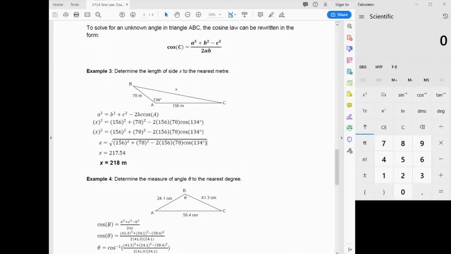And this can all be put in your calculator at once, so I'll show you how to do this as well. I'll first start off by putting brackets, because I'm going to need the square root of this at the end. And I'll put in 156 squared plus 78 squared minus 2 times 156 times 78 times the cosine of 134. I'm going to close the bracket, and then I'm going to find the square root. And I get 217.54, which rounds to 218.